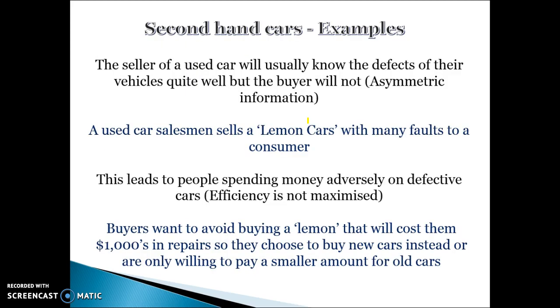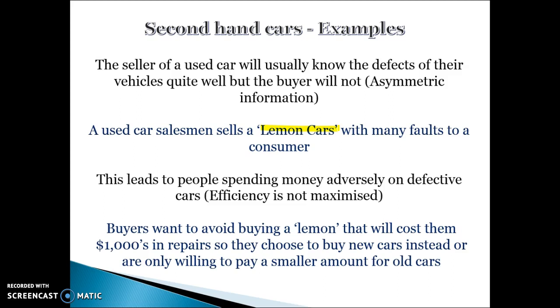Second-hand cars example. With the second-hand cars example, the seller of a used car will usually know the defects of their vehicles quite well, but the buyer often doesn't. So that's the asymmetric information. The seller knows more than the buyer about the quality of the car. A used car salesman may sell you what we call a lemon car, which is a car with many faults that you didn't know about as the consumer. And this leads to the initial adverse selection because people buy cars with defective products. So buyers buy a lemon car, it costs them thousands and thousands of dollars in repairs. That's clearly not good for their living standards, therefore it's not efficient.